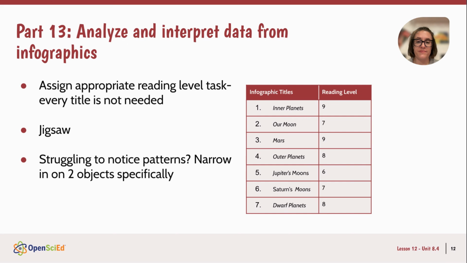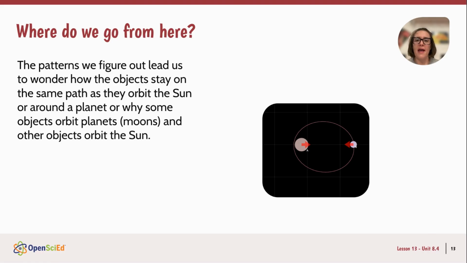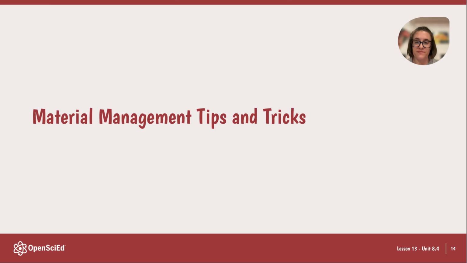So where do we go from here? The patterns that we figured out led us to wonder how the objects stay on the same path as they orbit the sun or around a planet if it's a moon. And we want to know more about that. What is causing those orbiting patterns to exist?